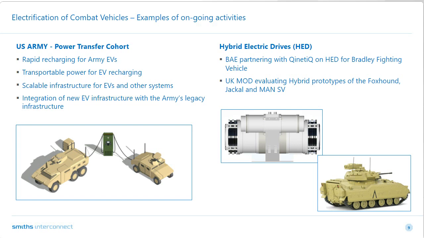So here are some examples of ongoing activities in electrification of combat vehicles. The US Army has the power transfer cohort, which is primarily around the non-tactical vehicles and converting those to electric, with rapid recharging for Army EVs, transportational power, scalable infrastructure, and integration of the new EV infrastructure into the Army's existing infrastructure.